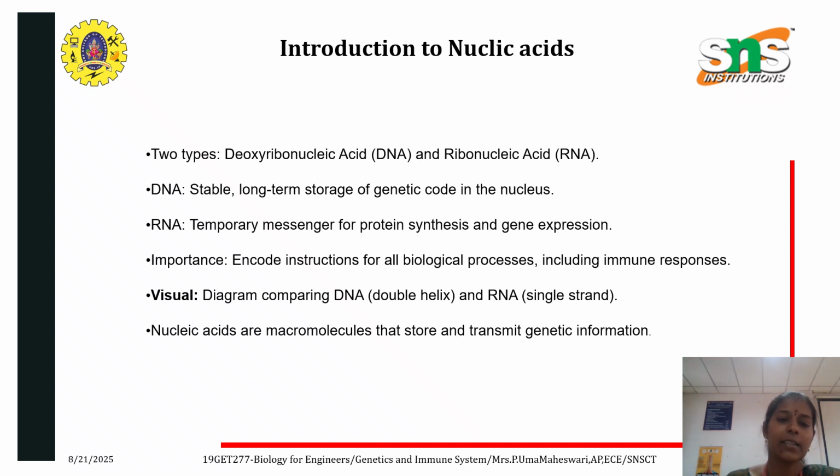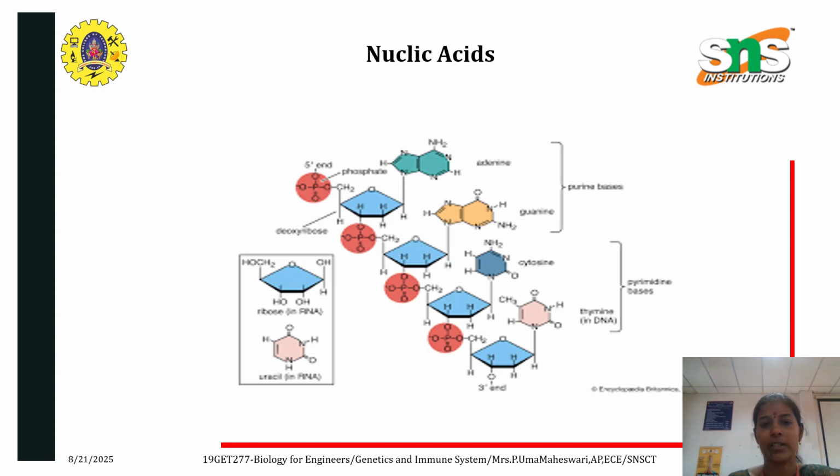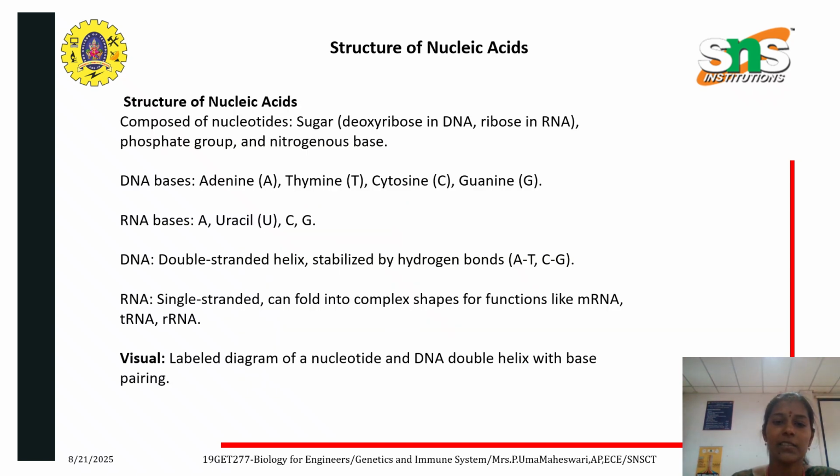The visual is a diagram comparing RNA and DNA, showing that nucleic acids are macromolecules that store and transmit genetic information. These are all examples of nucleic acids. We have seen this in higher secondary school. And the structure of nucleic acids: it has been divided into two types, one is DNA bases and another one is RNA bases.